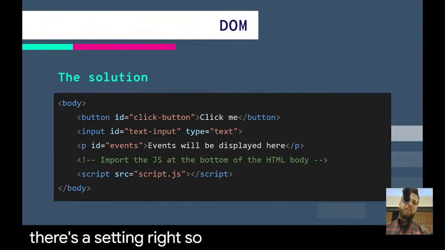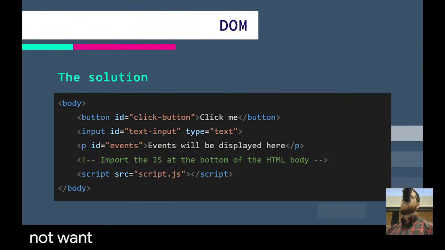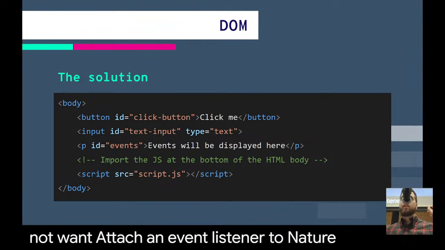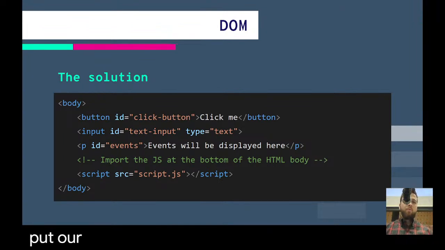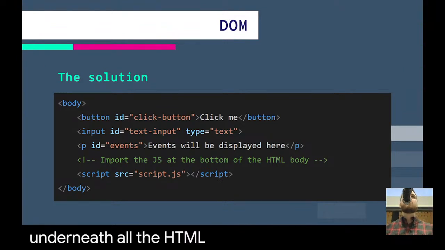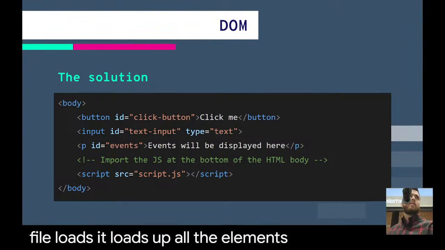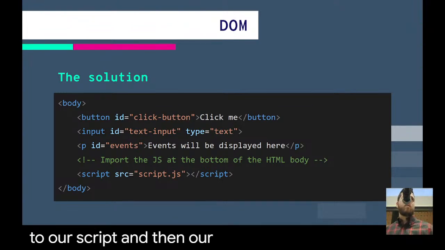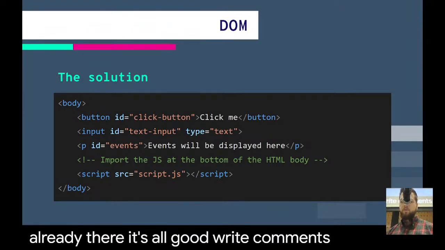Right, so here is a solution if we do not want to accidentally attach an event listener to an HTML element before everything's loaded. The solution is we could put our JavaScript import line of code underneath all the HTML elements. So when the HTML file loads, it loads up all the elements, and then it gets to our script, and then our script runs, and everything's already there. It's all good. Common solution, you'll see this a lot.